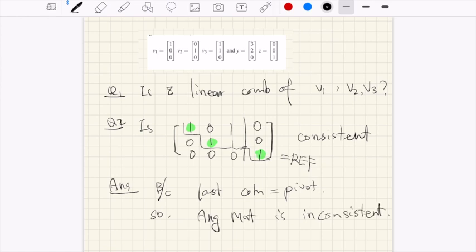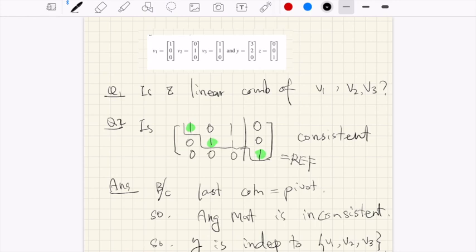That means z is independent of, or not a linear combination of, v1, v2, v3. That's pretty much everything about linear combination.